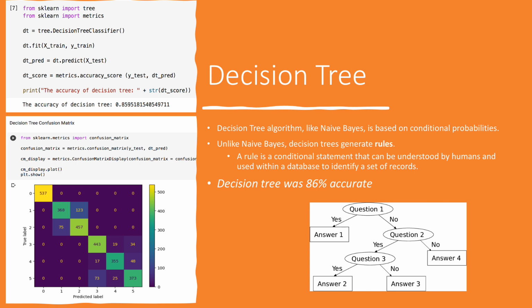So DT_score equals metrics.accuracy_score(Y test, DT_pred). It is now comparing our actual Ys to our predicted Ys, and we can see that the accuracy here is 86%. Down below, we see a visual representation again in the confusion matrix. The diagonals are the true positives, so we hope that those have the highest numbers there. Again, we predicted activity 0 was happening, and it actually was happening 537 times. And this is just a visual representation of how well our classifier worked.